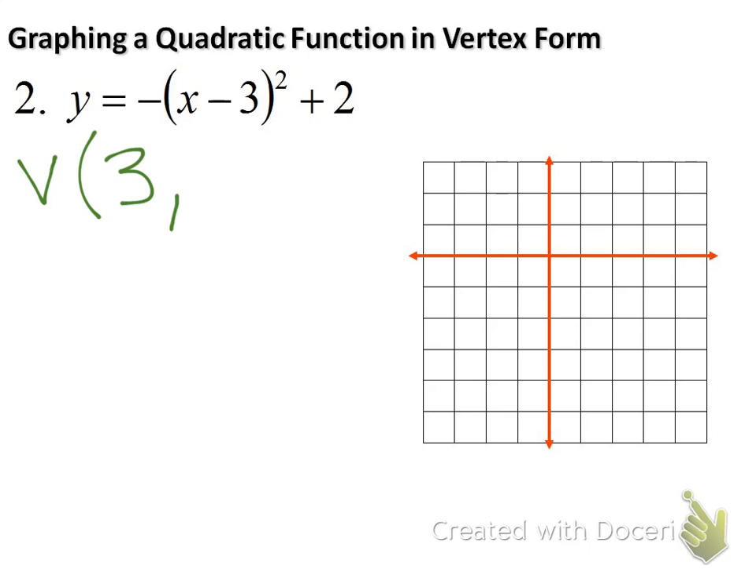Yeah. This is where it's super easy to find the vertex. That's why we call it vertex form. So it's the opposite of whatever's next to our x. And then this sign stays the same. This is our y value. So we have 3, 2 as our vertex.